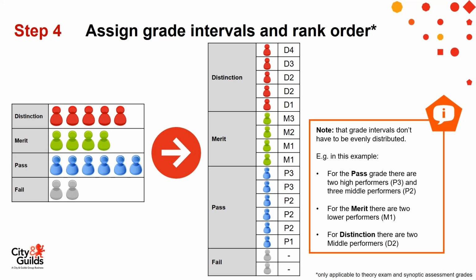Our example shows that grade intervals don't have to be evenly distributed. In this case, for the pass grades, there are 2 high performers indicated by P3 and 3 middle performers indicated by P2. For merit grades, there are 2 lower performers indicated by M1. And finally, for the distinction grades, there are two middle performers indicated by D2.